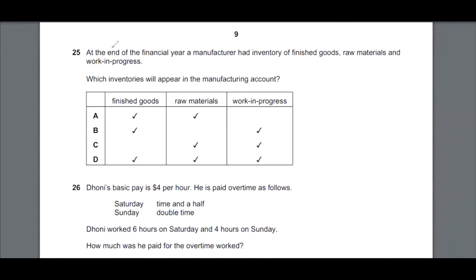Multiple choice 25, at the end of the financial year, a manufacturer had inventory of finished goods, raw materials, and work in progress. Which inventories will appear in the manufacturing account? It's only these two, raw materials and work in progress. So that's going to be option C. So the answer to multiple choice 25 is actually option C.